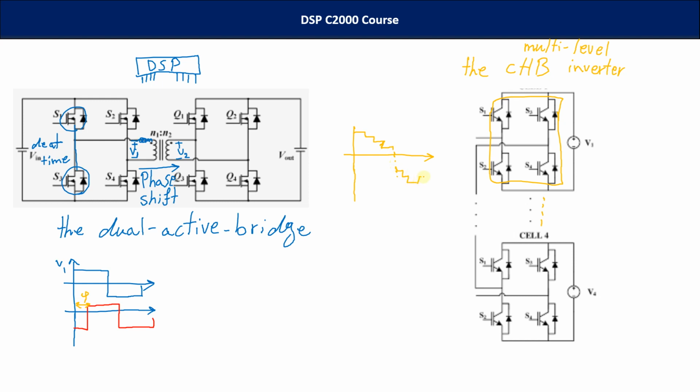So the challenge here is that we have to provide SPWM and of course multi-level SPWM. So we're supposed to develop a code by which we can run this type of converter. And of course we need a level shifted PWM here.